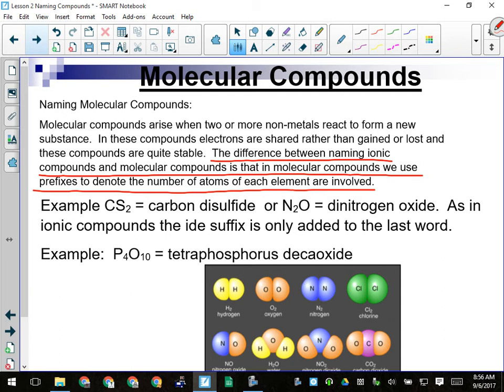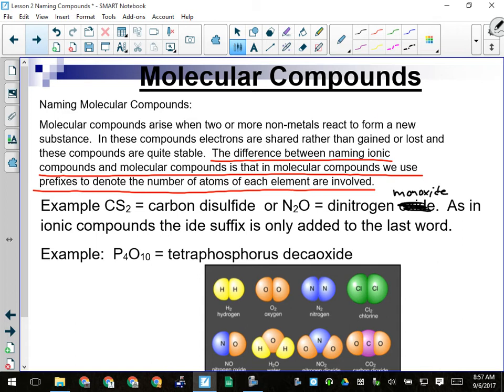All right, so if we're looking at this one here, CS2, this would be carbon disulfide. With N2O, this would be dinitrogen oxide. Actually, that's not right. That's a typo. Monoxide. Okay, the "ide" suffix, again, only goes on the second material.